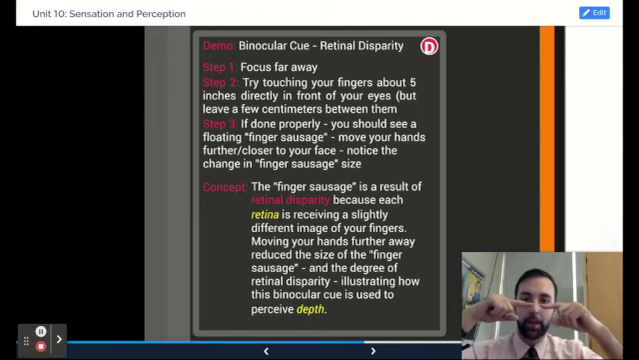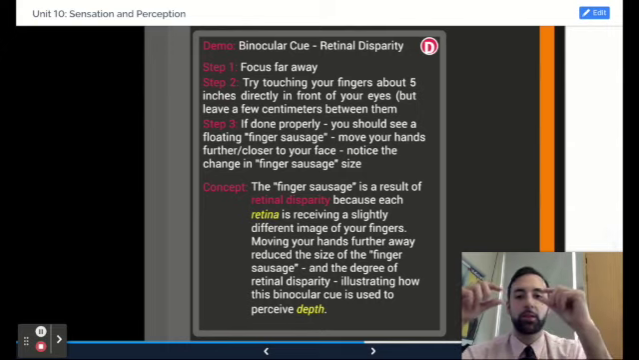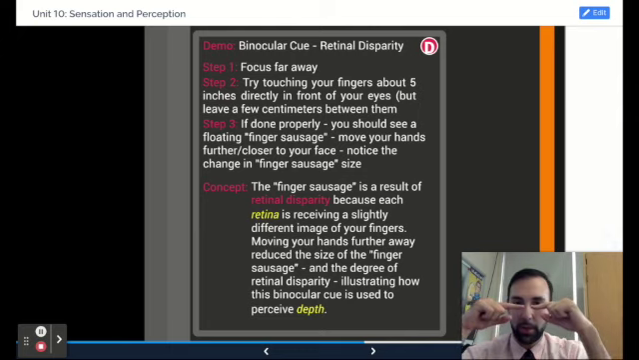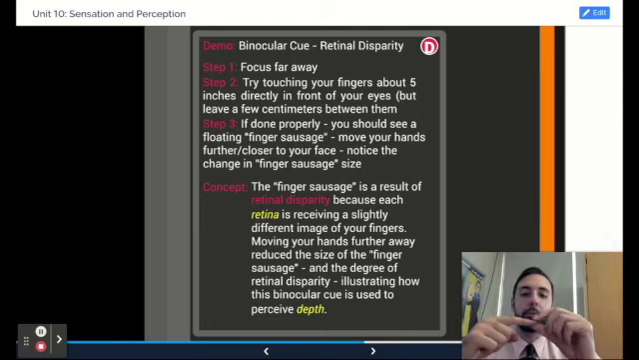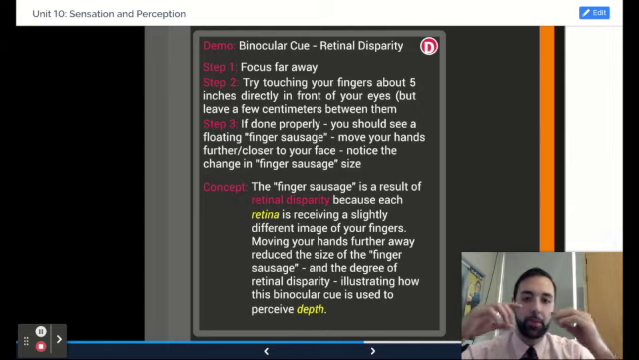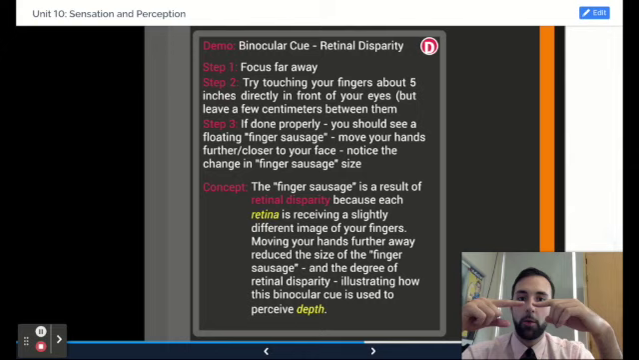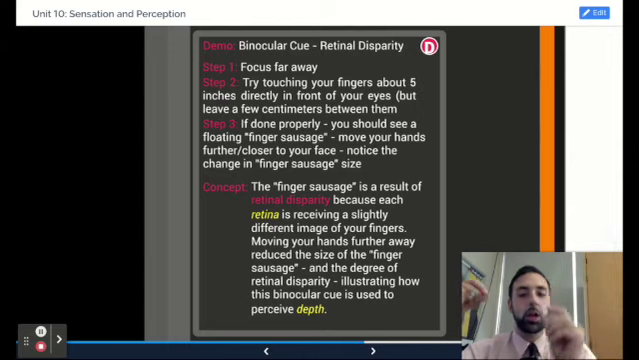If you do this properly, you're going to find this phenomenon where it almost looks like there's a finger sausage floating in the middle of the air, where it looks like the end of both of your fingers combined into this little floating sausage that's not actually there. But if done properly, you're going to notice it. The reason that I'm asking you to do this is once it starts to float, if you extend your arms out further and further and further, you'll actually notice the size of the finger sausage gets smaller and smaller and smaller.